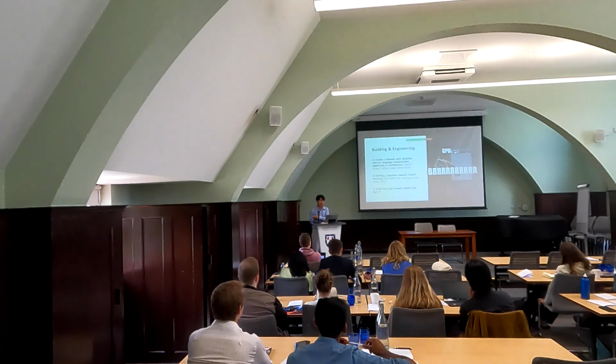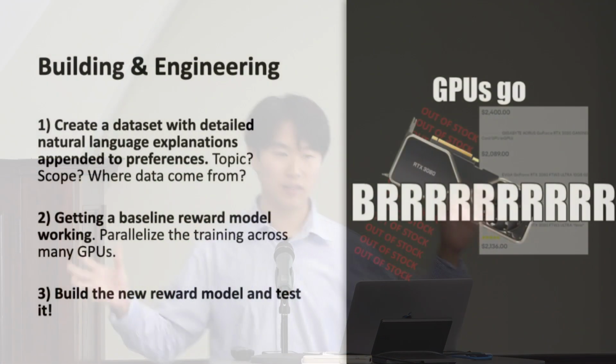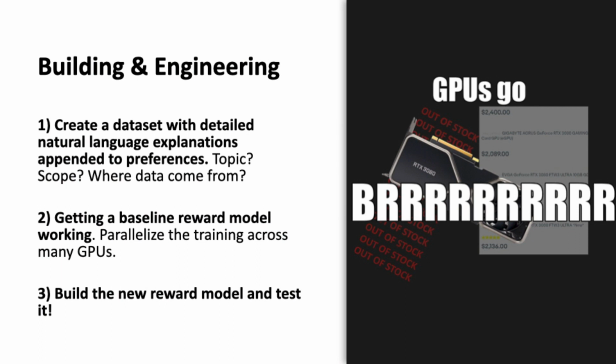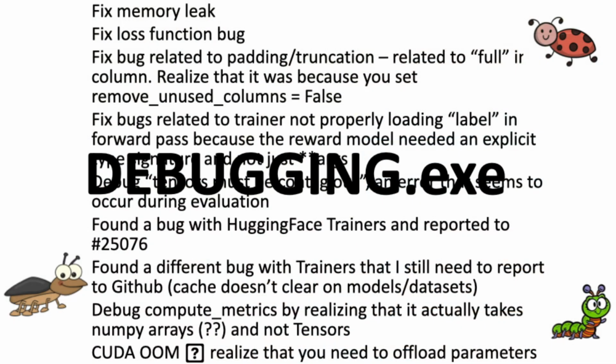And so, that was the plan. And I think that was the plan that I made 2 months ago, and it was just a matter of building and engineering it. Create a data set with detailed natural language explanations appended to pre-existing preferences. Where the data comes from is a whole separate question. And then afterwards, getting a baseline reward model working, parallelize the training runs across a bunch of GPUs, and afterwards test the new reward model, parallelize that across a bunch of GPUs, and then test for results. And I thought that would be mostly the process. And 2 months later, I have some building and engineering.